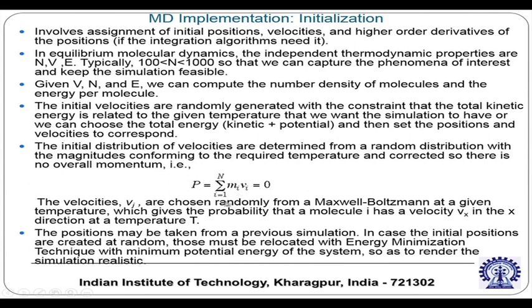The velocities are chosen randomly from an equilibrium distribution known as the Maxwell-Boltzmann distribution, which gives the probability that a molecule i has a velocity Vx in the x direction at a temperature T. The positions may be taken also from a previous simulation. In the case where initial positions are created at random, these must be relocated with an energy minimization technique with minimum potential energy of the system so as to render the system realistic.